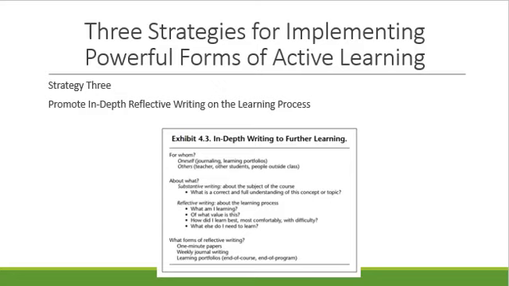Number 3, promoting in-depth reflective writing on the learning process. That's strategy number 3 here. And the third strategy for making teaching more powerful is related to the third component of active learning, reflection, and is focused on the special value of writing about the learning process itself.